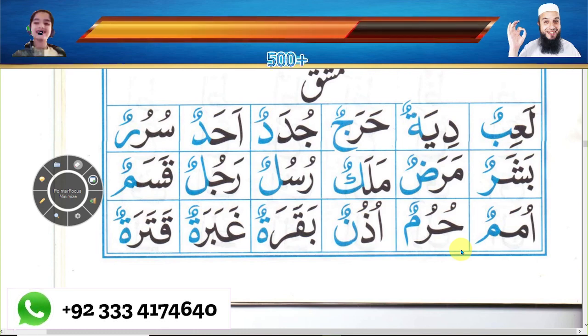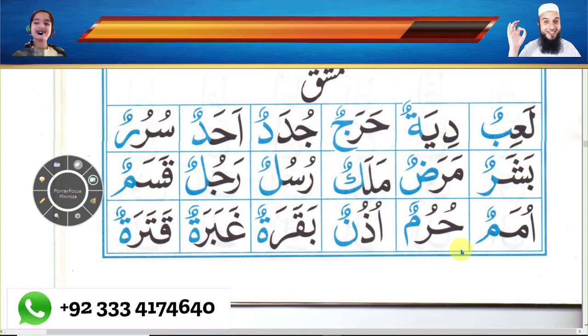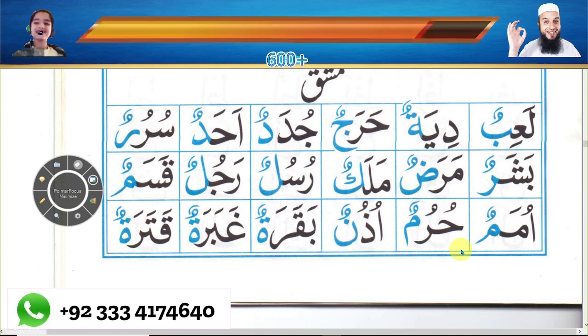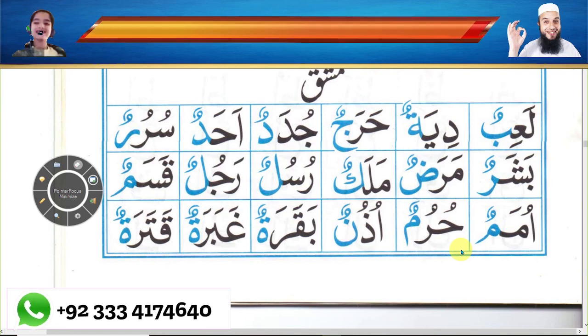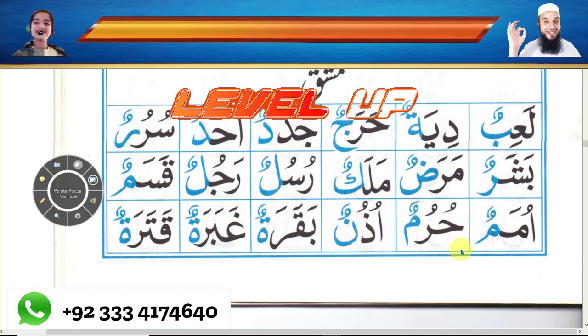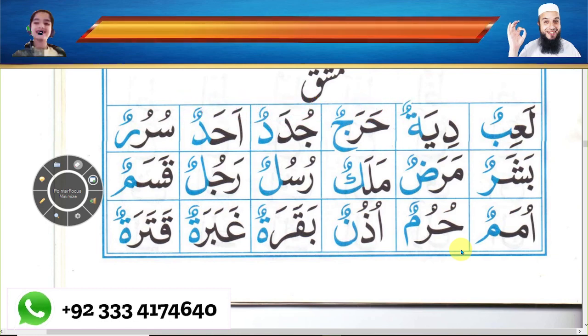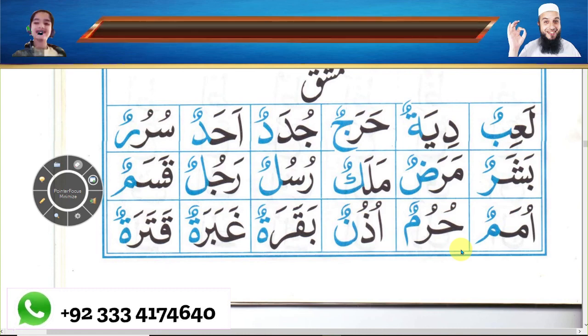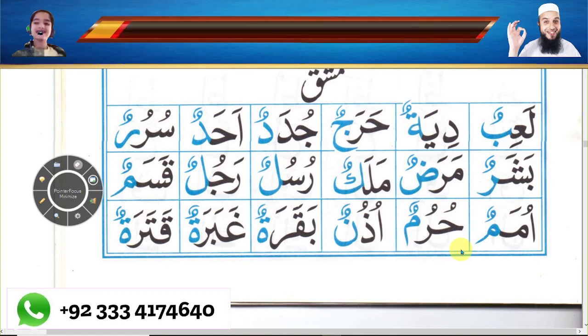Hamza pesh u. Dal pesh du. Udu. Nun tu pesh nun. Udunun. Ba zabar ba. Qaf zabar qa. Baqa. Ra zabar ra. Baqara. Ta tu pesh tun. Baqaratun.